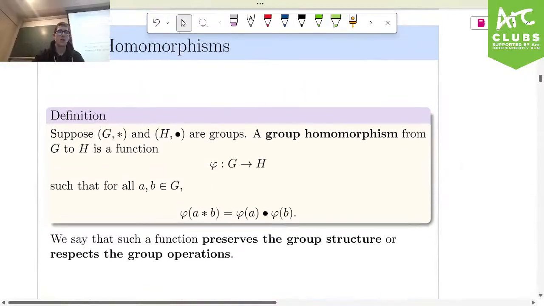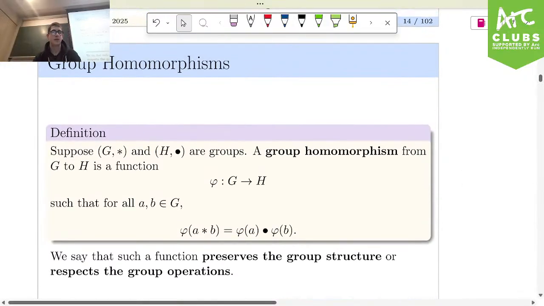Okay. All right. So the next interesting topic we want to look at is this idea of a homeomorphism.